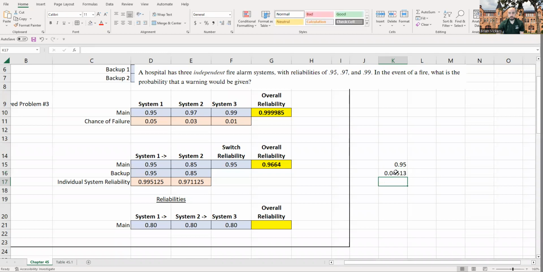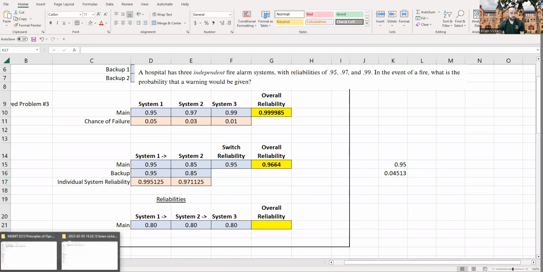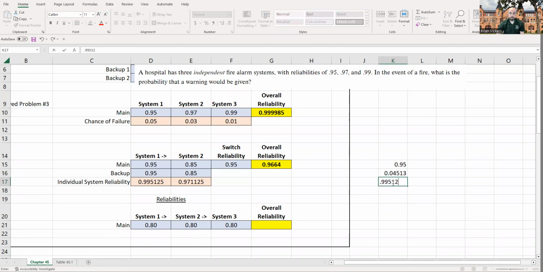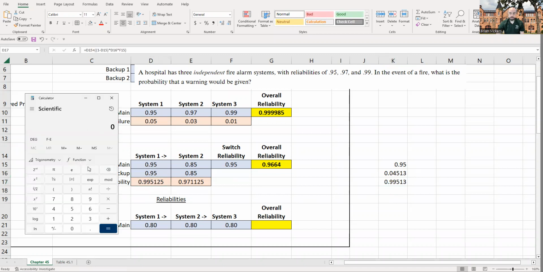Well, let's go all the way out. Okay, and then I can add those two together. Plus 0.95, that gets me 0.995125. All right, good enough. So that's the reliability of system one. I do it the exact same way with a calculator.